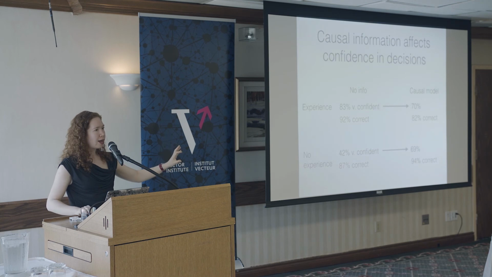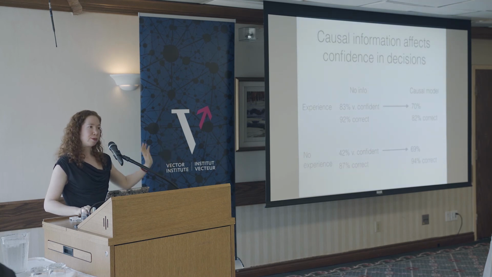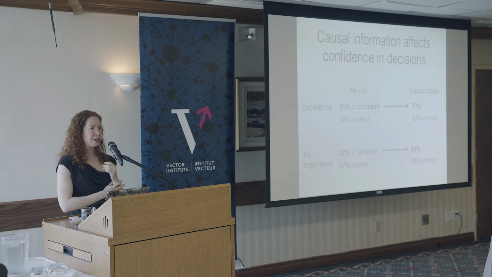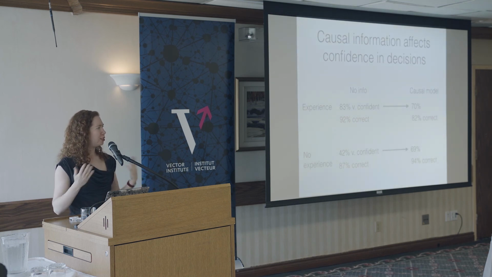But with the causal diagram, many more people are confident in their answer. It goes from 42 to 69%. And now 94% of those responses are correct, which is much larger than the other one. And so again, the diagram is doing different things in people depending on whether they have experience in the domain or not, which was really interesting and also not something that we've thought about in terms of causal inference, right?